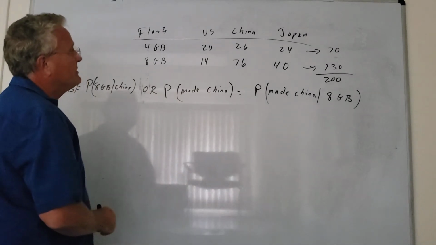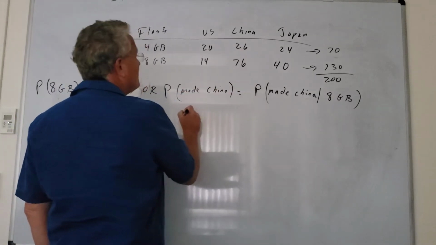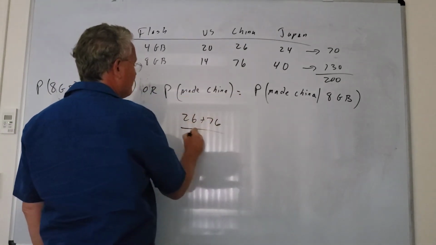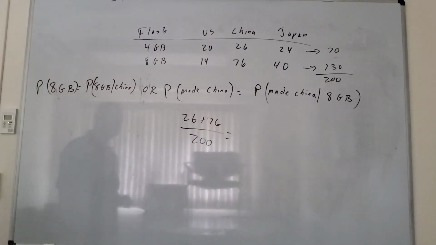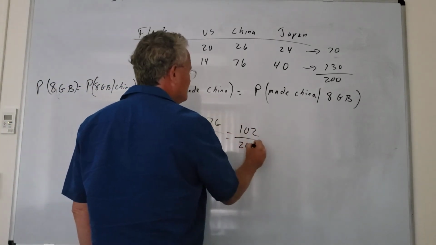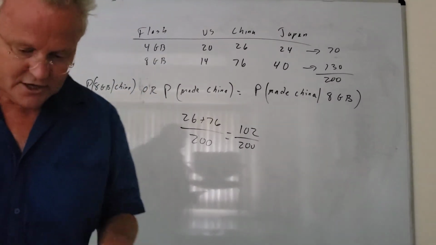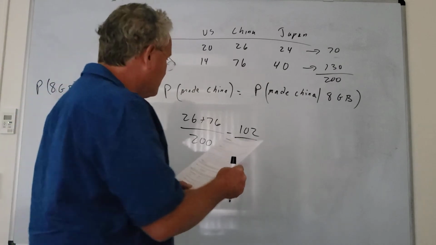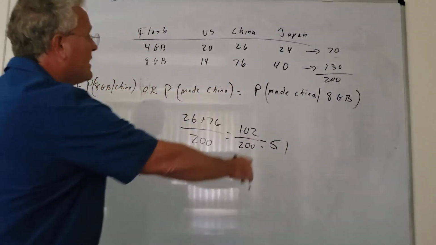So what's the probability it's made in China if we randomly pick one? It's 26 plus 76. Those are out of our total. So what is that? 76, 96, 102 out of 200. So 102 out of 200 is equal to, what is it equal to? It's equal to 0.51.